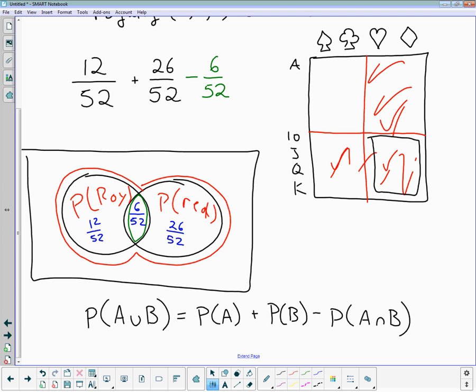And here's an example of where not reducing your fractions was useful, because now with all the same denominators, the math is a little bit nicer. So we're dealing with 32 out of 52 as the real probability here.